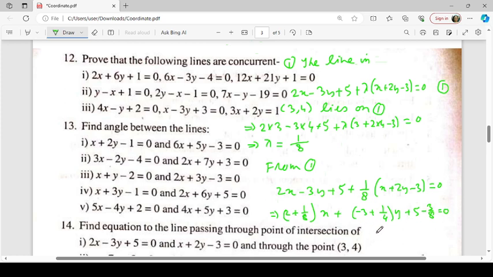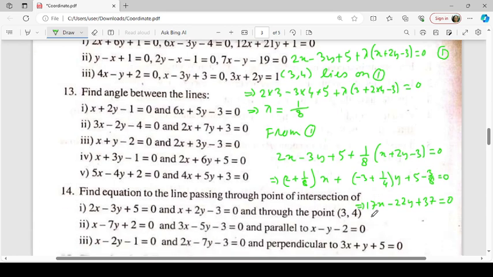We simplify it now. 8 into 2 is 16, so 17x. Then this 8, if it is 2 by 8, then it is minus 24, it is minus 22y, and 40 minus 3 is 37, plus 37 equal to 0. So this is the equation.